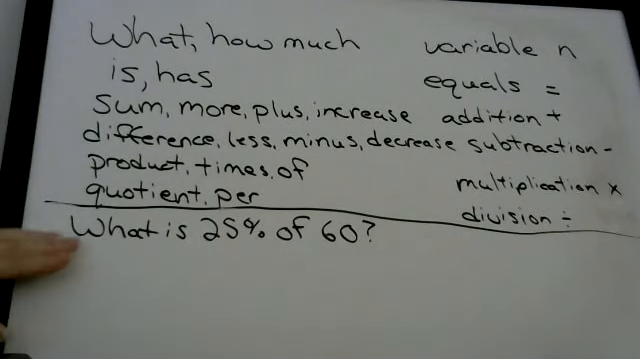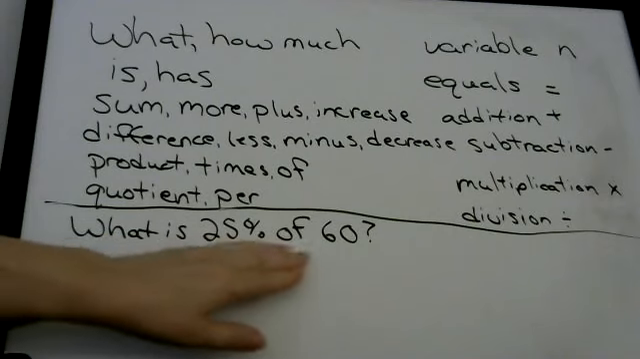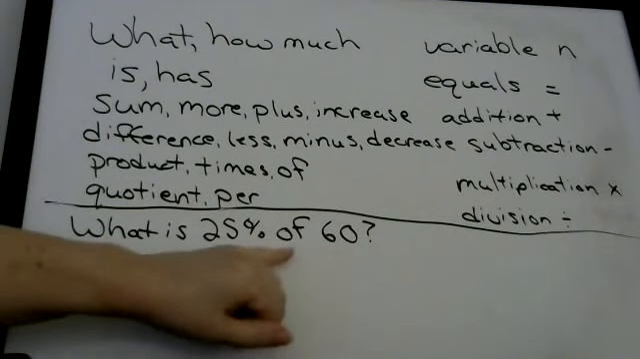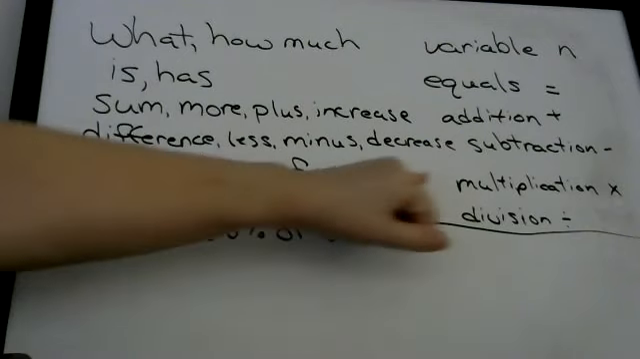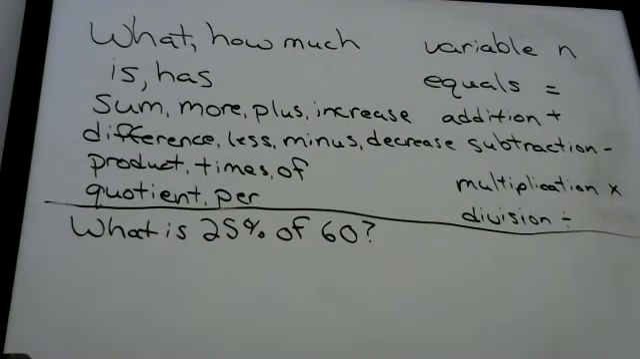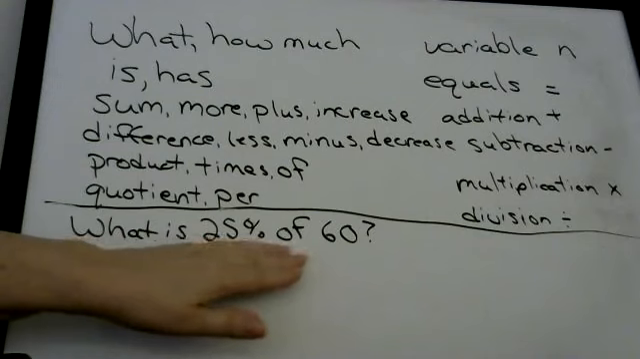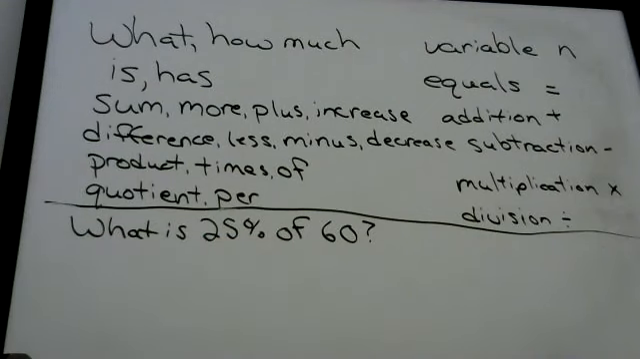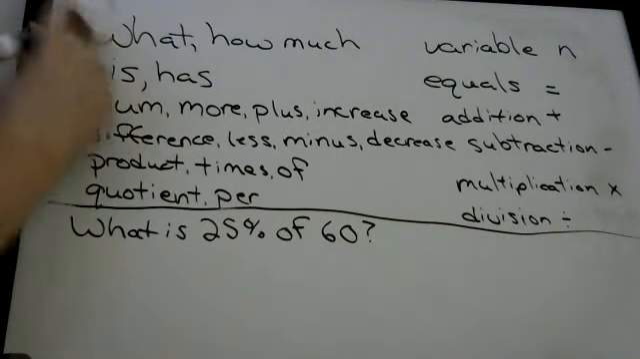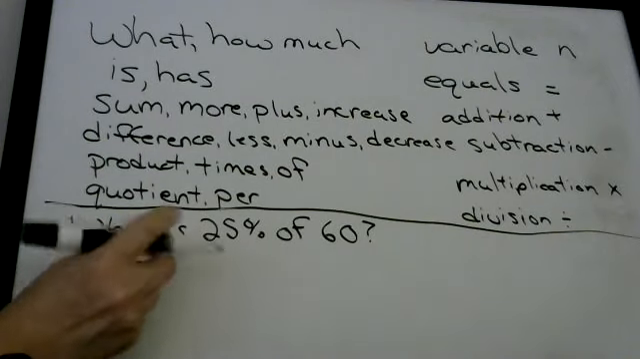In this one, it says, what is 25% of 60? Here's where it's important to remember what "of" means. Of means multiplication. When you see it written on the paper, "of" is probably going to be a multiplication problem. What is, so what, that's our variable, is 25%.